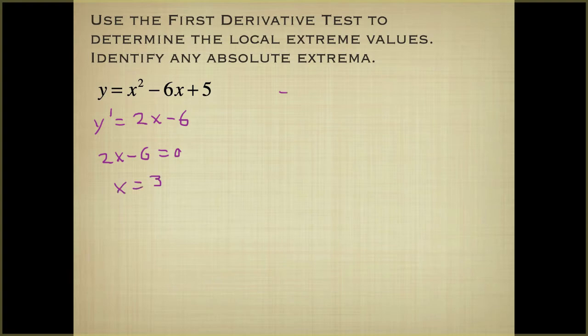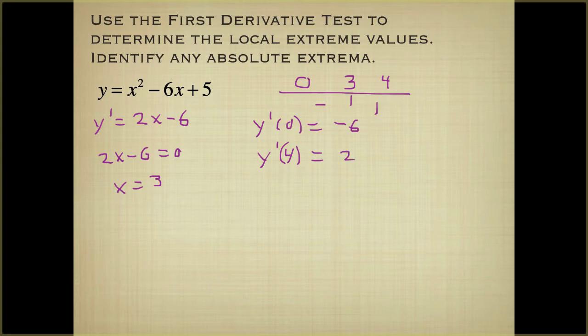We make our sign chart. I'm going to put in 0 and 4 to test. Y prime at 0, and we get negative 6. We put y prime at 4, and if you evaluate this, you get 2, which is positive.